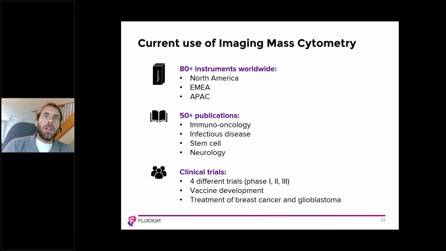So current use of imaging mass cytometry, we have over 80 instruments worldwide now, North America, Europe, Asia, 50 plus publications, right? And these numbers are growing, you know, every day, right? And then we also have 4 different clinical trials occurring across the world right now. These are phase 1, phase 2, phase 3 clinical trials. One's looking at vaccine development, which is quite prevalent right now, and others are looking at breast cancer and glioblastoma models.